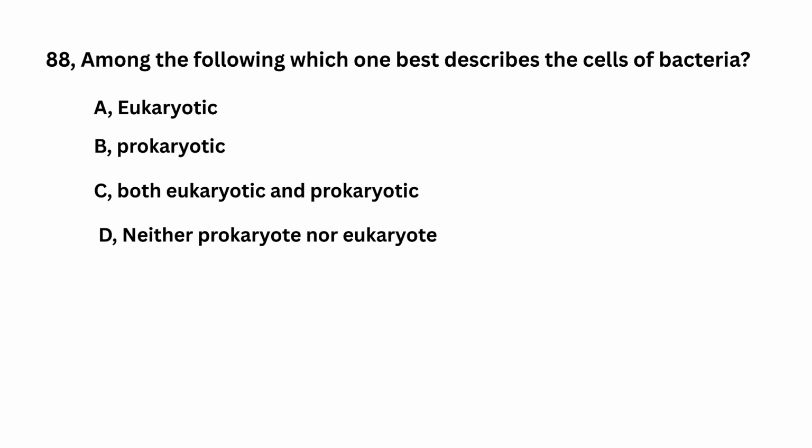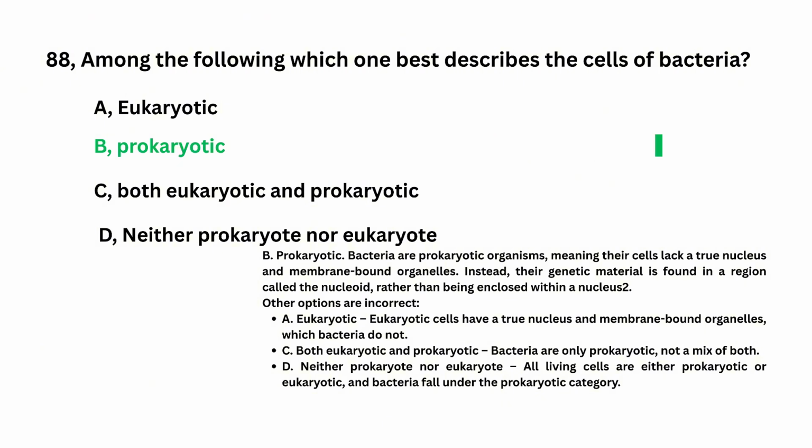Among the following, which one best describes the cells of bacteria? Eukaryotic, prokaryotic, both eukaryotic and prokaryotic, neither prokaryotes nor eukaryotes. Prokaryotic is the answer.